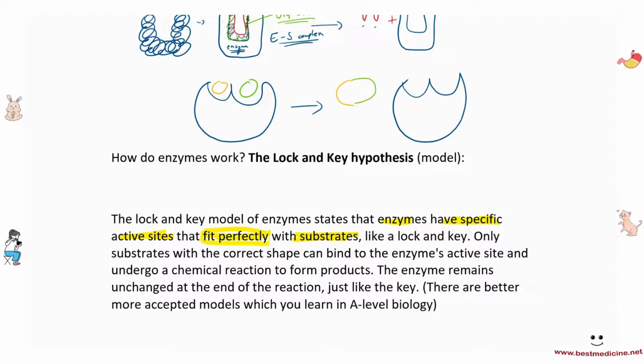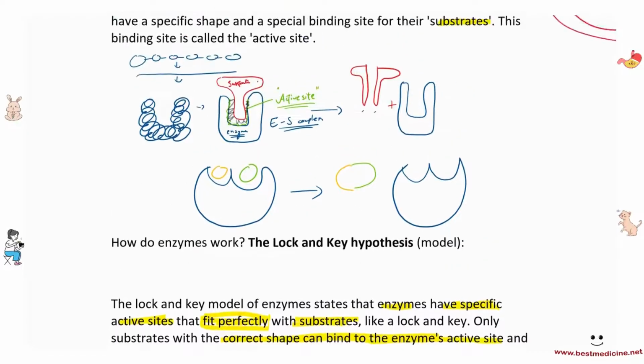Only the substrate with the correct shape can bind to the enzyme, and if they're not the correct shape, then they cannot bind to the active site. And as a result, it would undergo a chemical reaction. The enzyme remains unchanged at the end of the reaction, just like the key. So the key in this case is the enzyme, while the lock is the substrate, because the key is unchanged, right? Remember, there are better, more accepted models when you learn A-level biology, but really this is what you need to know for GCSEs.